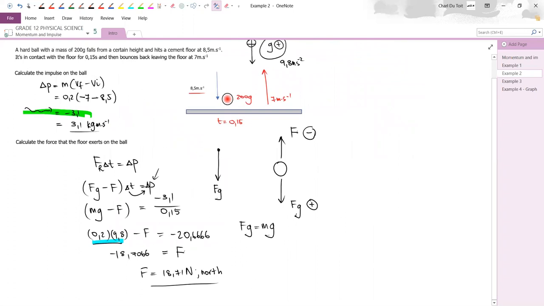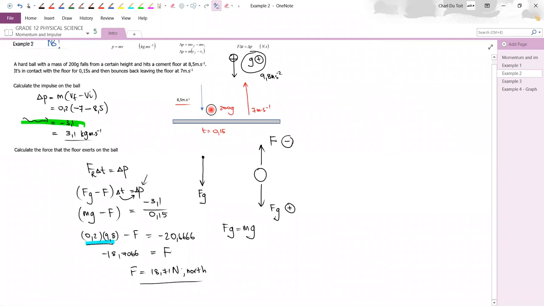Just a question. Yes. When you're using this formula, do you not take into consideration the time that it's in contact with the floor? Yes, we have. The time that it's in contact with the floor is the 0.15. Never mind, I found it.